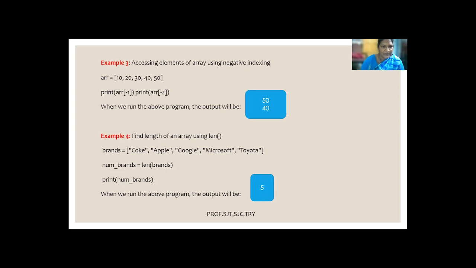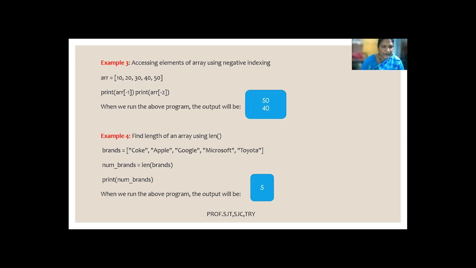Let us move on to example 3. How can we access the elements of an array using negative indexing? In the previous slides, I told you about forward indexing and backward indexing. That is array of numbers 10, 20, 30, 40, 50. If I want to print array of -1, what will be the output? 50 will be the output. If I print array of -2, what will be the output? 40 will be the output. Here we have taken only the backward direction. If we take positive indexing, it will begin with 10, 20, 30. When we take negative indexing, it takes from the backward side: 50, 40, 30, 20, 10.